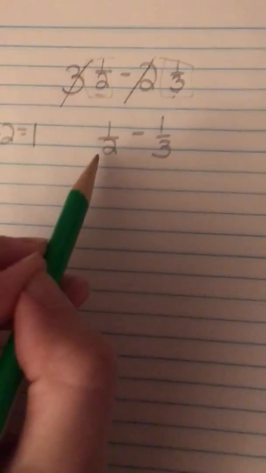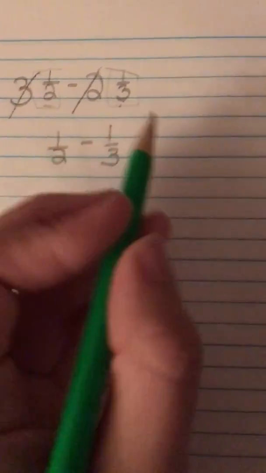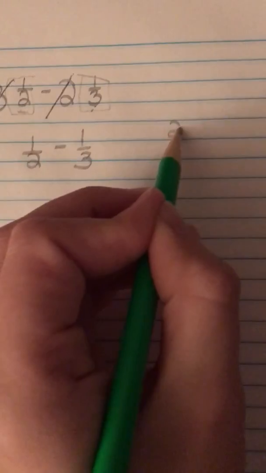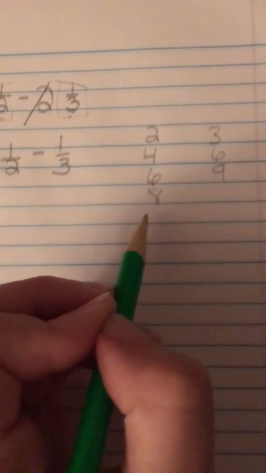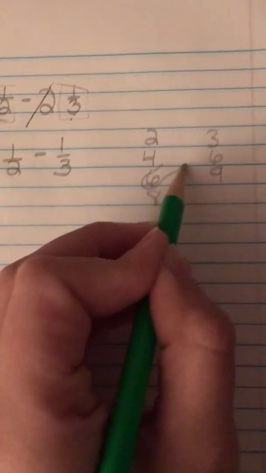Okay? So, next step, I turn them into the least common denominator. I write my facts to the side. 2, 4, 6, 8. Remember, I am only going up to about 4. 3, 6, 9. I don't need to go up anymore because the least common denominator is right here.